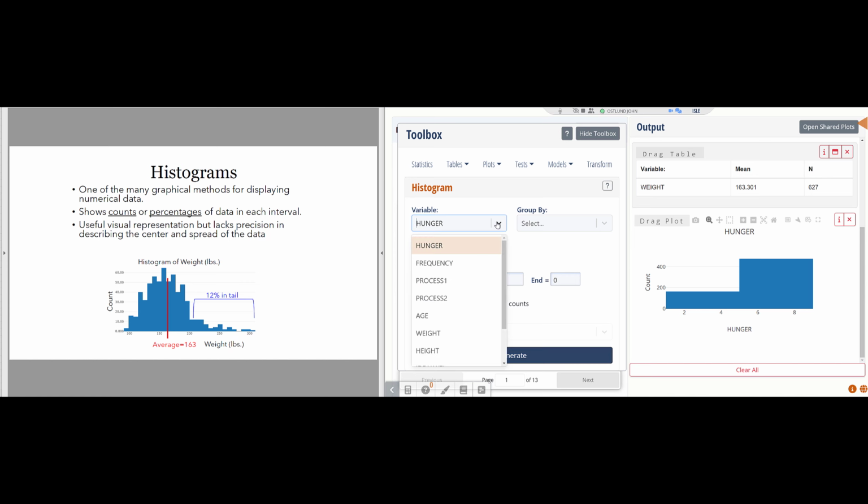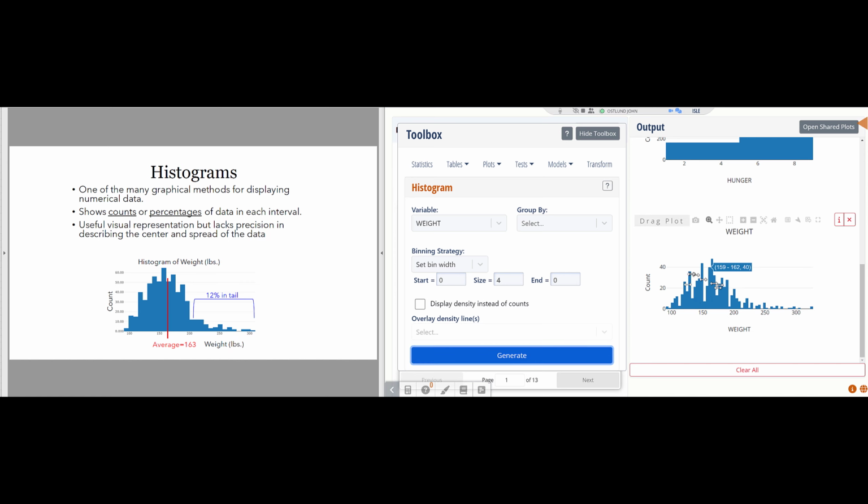this is hunger, not weight. So let's do weight with bins that are 4 pounds wide. Then we get this really choppy looking histogram, which would only really look reasonable if we had a much larger sample size than just the 600 or whatever it was that we got. And on the other hand, if I choose a size that's too wide, like if I choose a 25-pound bucket, then I don't really get enough detail in the histogram.